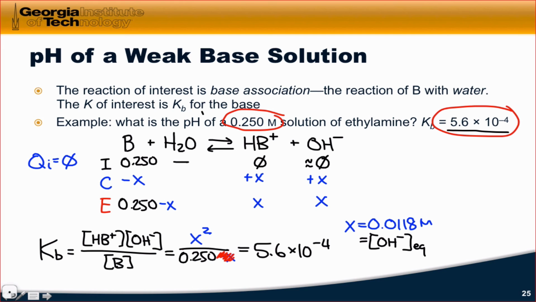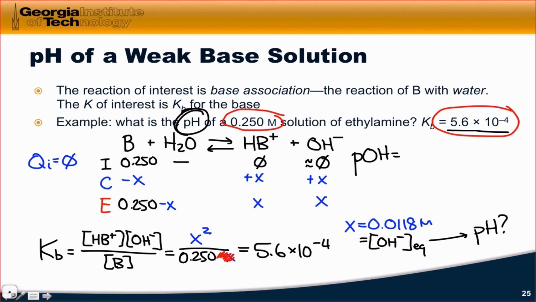But the problem stipulates that we're interested in the pH. So how do we go from this to a pH value? There are a couple of different ways to do this, but my favorite way to do it is to calculate the pOH and then take 14 minus that to find the pH.